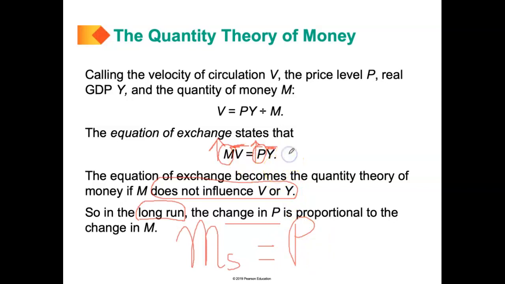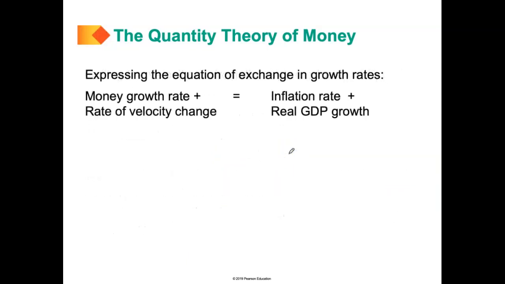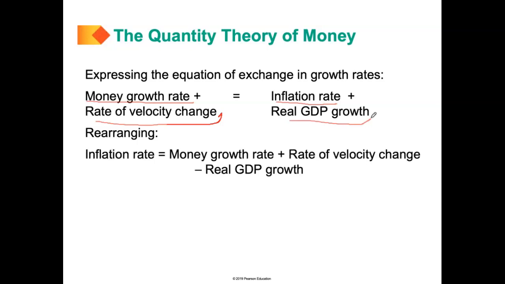We can also express the equation of exchange in growth rates. We can say that the money supply growth rate plus the rate of velocity change should equal the inflation rate plus the real GDP growth rate. And we can rearrange this to solve for the inflation rate. So the inflation rate in the economy depends on the money growth rate, the rate of velocity change, and the real GDP growth.